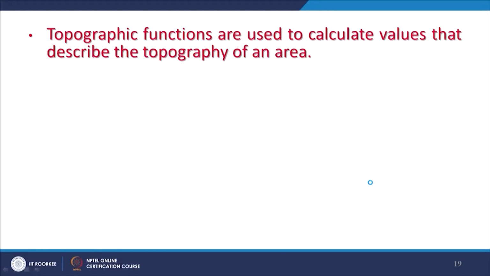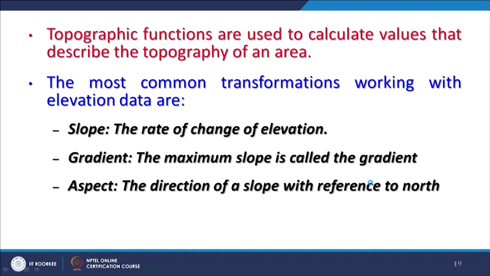So, this TIN model is adaptable to relief roughness. Now, what are the other derivatives which we can derive through these topographic functions of a terrain using a digital elevation model? The most common transformation or derivative is of course slope, which is the rate of change of elevation, and just simple trigonometry; we will discuss it just after 1 or 2 slides.